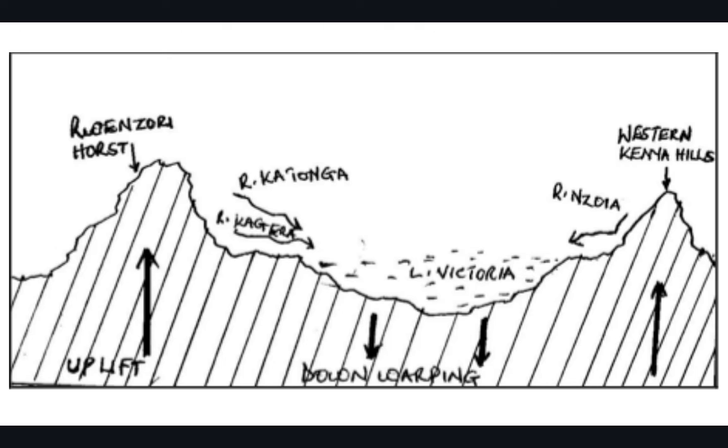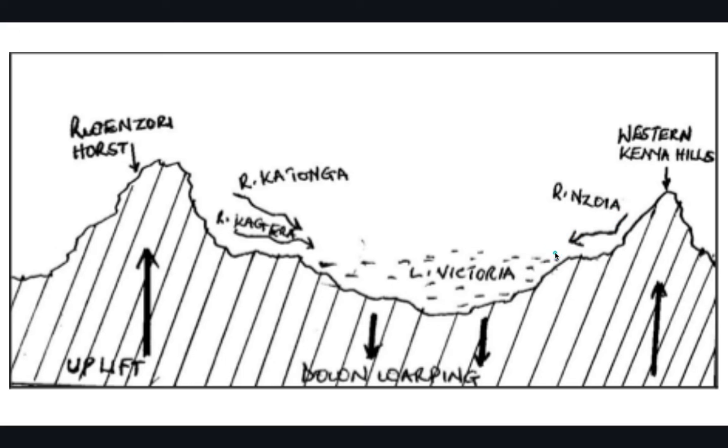diagrammatically. So we are saying the uplift of this area and the uplift of this other area caused the depression around this area, which forced these rivers to flow backwards, or to reverse their flow.